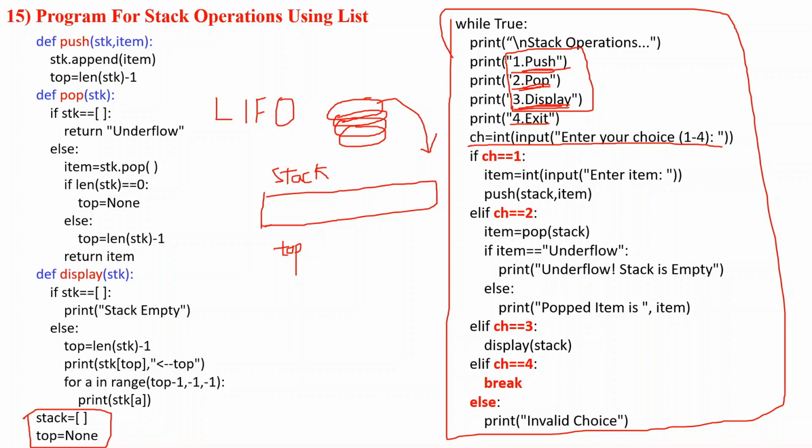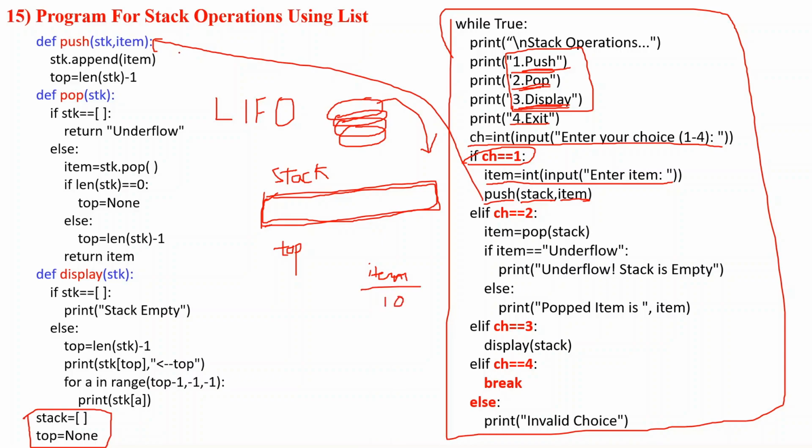See here, for example, if the user gives one, it means push operation. To enter some data into the stack, first some element should be taken, right? That value you are taking: item equal to int input enter item. After that we are calling the push function here. Then it will go to the push function with two values. One is stack, that means this empty stack is supplied as an argument, and the other one is item. For example, the user has initially given the value 10.